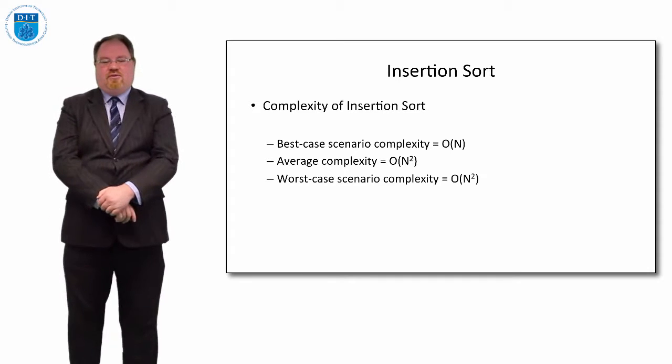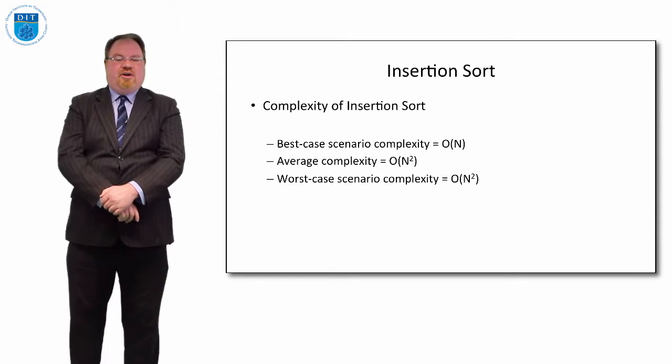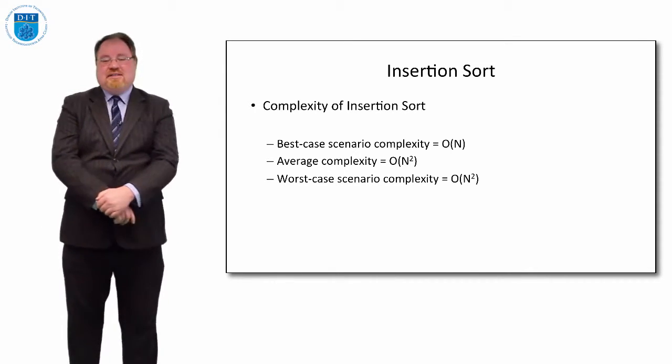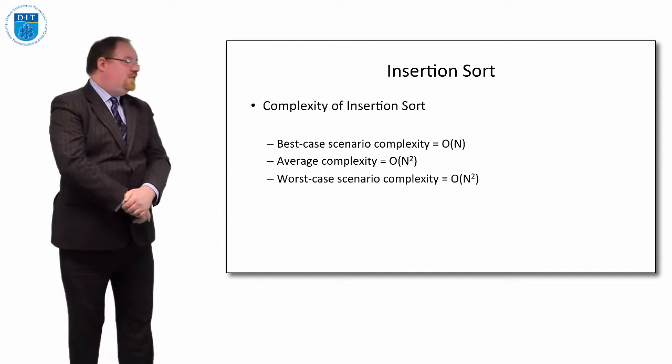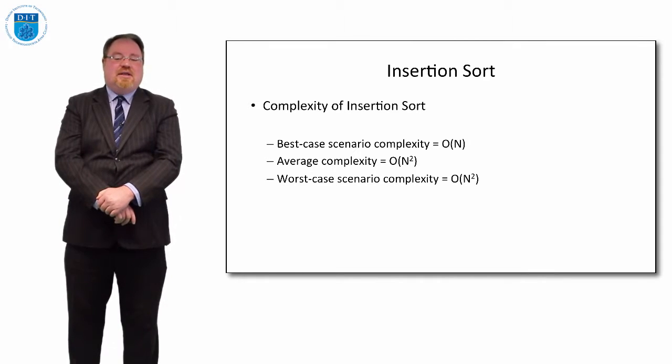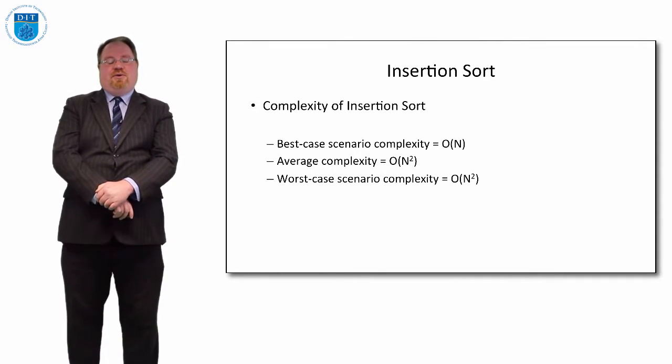On average though, for a roughly ordered array, our complexity is n squared. So as I said, for 100 elements, chances are it's 10,000. And for a completely messed up array, our worst case scenario is also order n squared. So that's insertion sort.